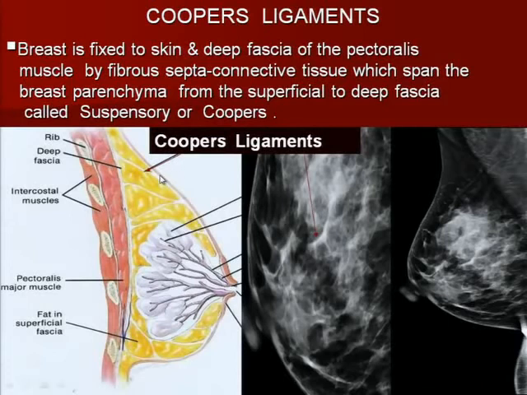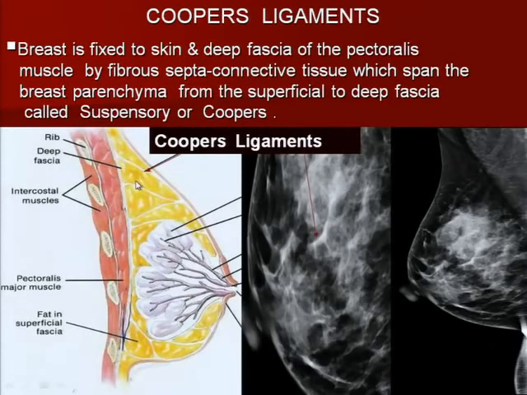So what are the Cooper's ligaments? We always hear about Cooper's ligaments. Cooper's ligaments are very important because if not for Cooper's ligaments, your breast might be pointing down and actually looking at the road. The Cooper's ligaments actually support your breast. They run from the superficial fascia right up to the deep fascia. See these lines here? They are the Cooper's ligaments.